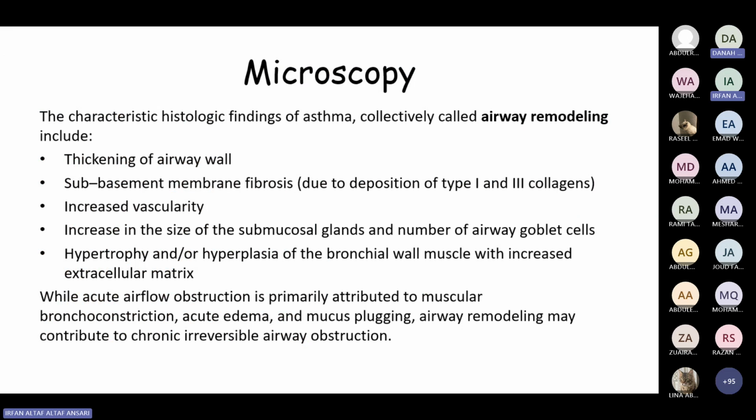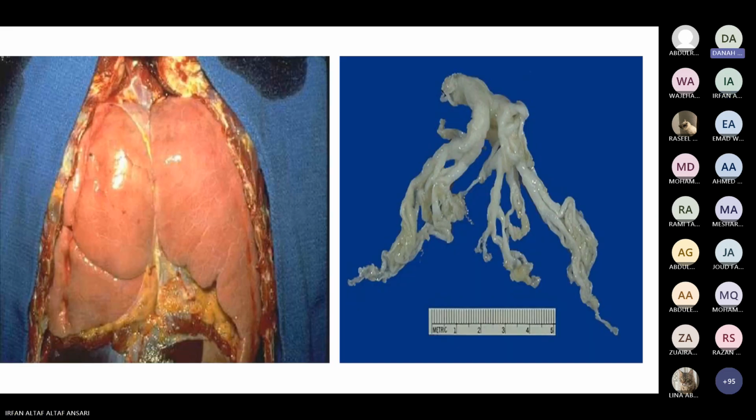Microscopy, the Doctor, yes, please. Gross, how can we see the changes of bronchial asthma?